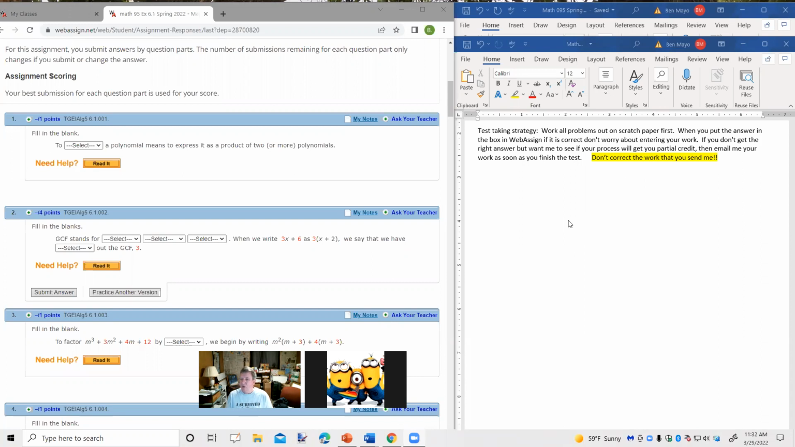Now, don't correct the work that you send me. So if you miss a problem in a test and you're hoping that maybe you had some of your work right, send me the work that led to the wrong answer. If you go back and correct it, I'm just going to delete it. I'm not even going to look at it. This is kind of like if you were taking a test in a live classroom, I would look at a test question, and if it was wrong, I would go back and look, is there anything I can give you partial credit for? But it's not a case where you go back and correct your mistakes and then you get credit. That's not how that works. Any questions about that?